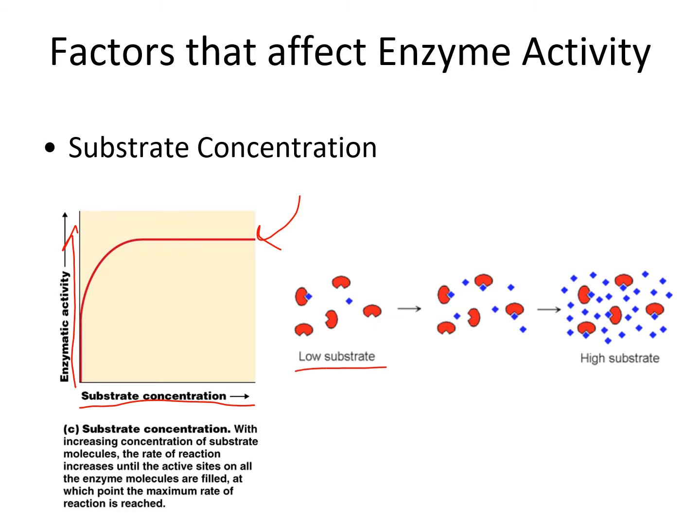With low substrate, you have the enzymes. They'll be able to catalyze all the reactions fairly quickly. As you increase the substrate, you get to a high level of substrate. The enzymes are functioning as fast as they can, but they have a limit, and that is called the saturation point.